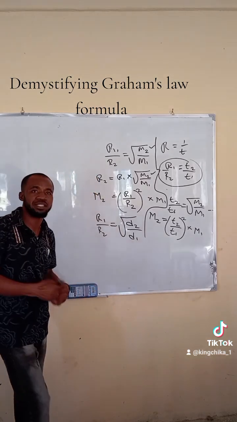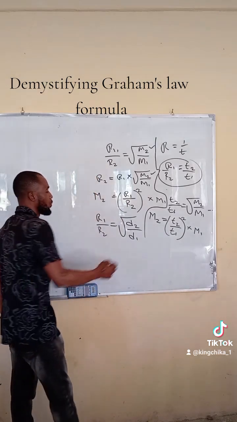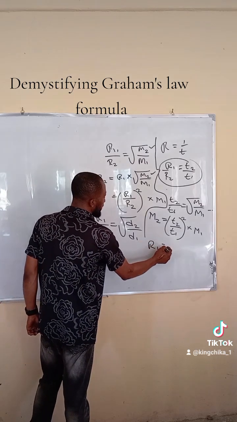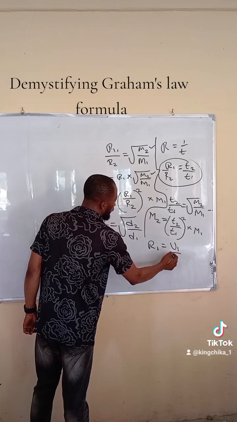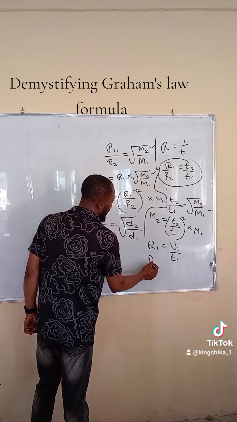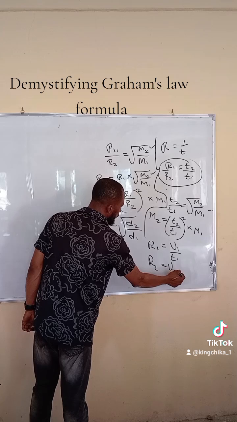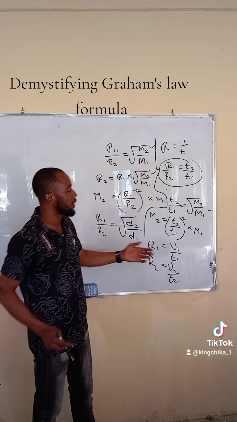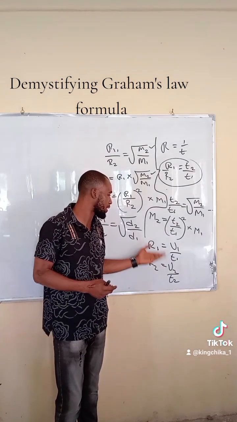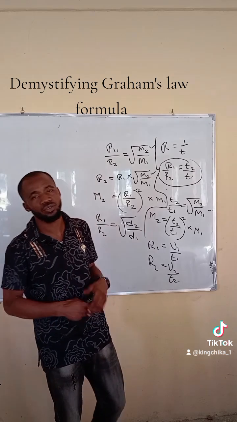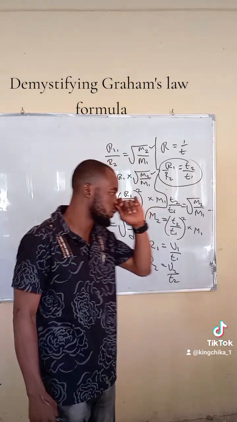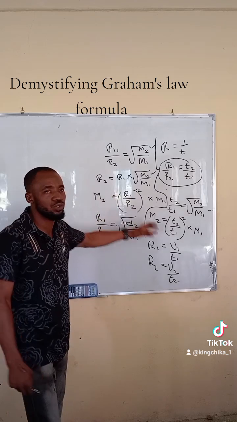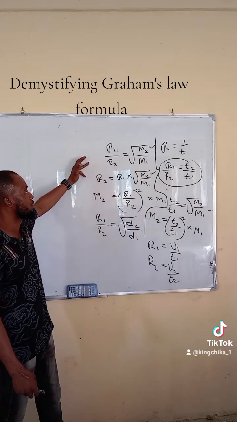Now, there are still some cases where you can look for R1 by saying R1 is equal to V1 all over T1 and R2 is equal to V2 all over T2. So this method is also used. I've seen a question that required this formula in JAMB. So it was as simple as that. So these are various ways you can use this formula to solve any transformation form.